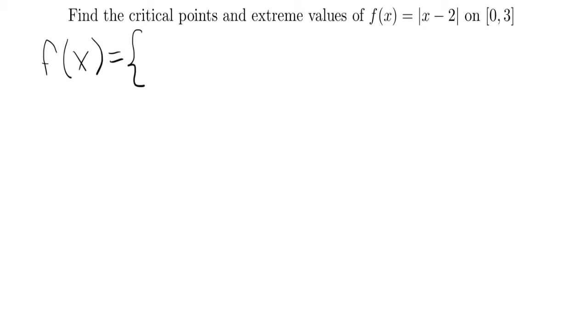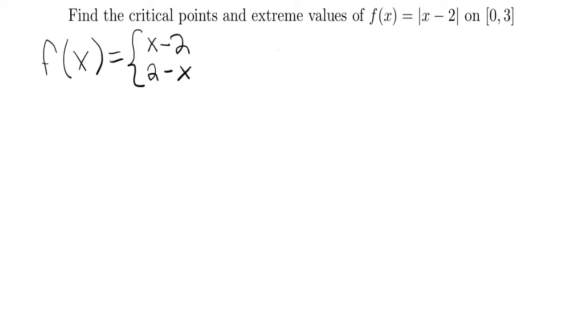And so remember that this guy, absolute value of x minus 2, we have to split it up into two parts. One is the positive part, which is just x minus 2. And the other one is the negative part, where it's going to be negative of this guy. So negative (x minus 2), or 2 minus x.